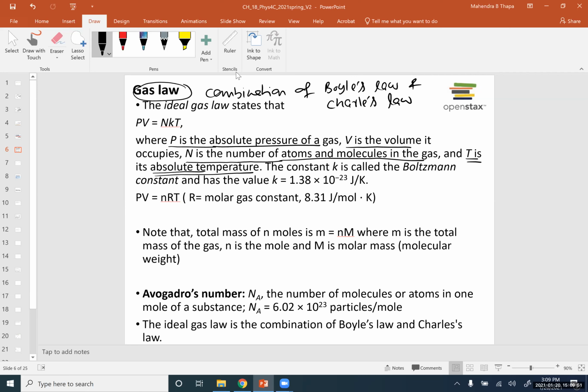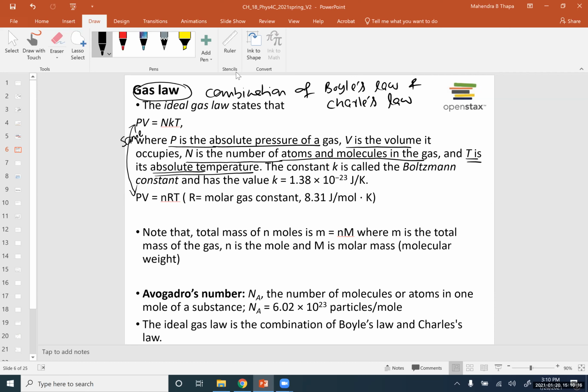Be careful that T should be in the absolute scale. And this k is called the Boltzmann constant. It has a fixed value, which is 1.38 × 10^-23 joule per kelvin. Okay, so this is the number of moles. This equation can also be written as, this is the same equation. They are not different equations, they are the same.